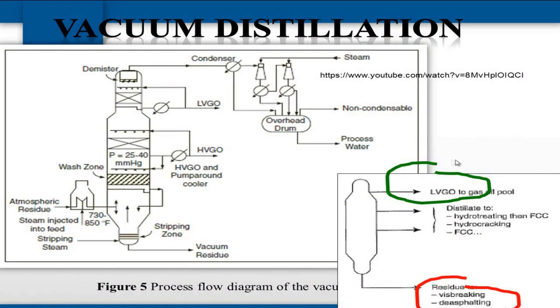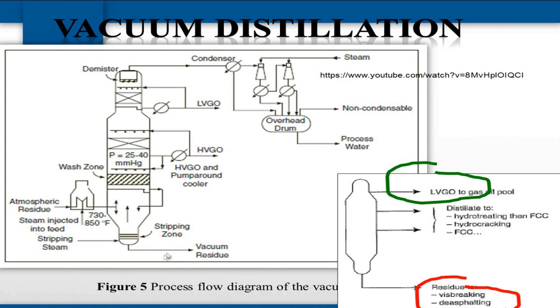And also we would like to mention the products that come out from the vacuum distillation unit. There are three groups. One is light vacuum gas oil, which may go directly to the gas oil pool. The second one is a group of middle vacuum gas oil and heavy vacuum gas oil, which may generally be sent to hydrotreating before going to the FCC, fluidized catalytic cracking, or some other cracking process.